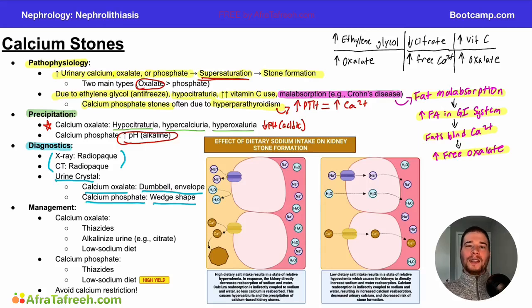So rarely do I see them actually just give you an image and a question and say, which stone is this, right? Typically, it's a supplement to a really good vignette that should make it clear to you what type of stone the patient has.